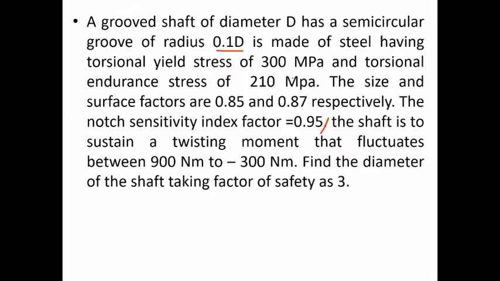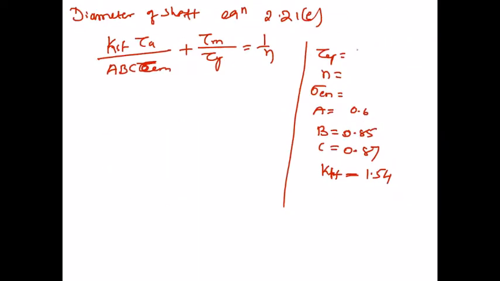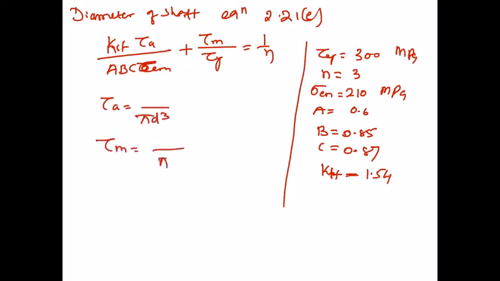Now tau y, so tau y is how much? Yield stress, it is 300 megapascal, and this is how much? 210 megapascal. So tau a is in terms of pi d cube, and tau m also in terms of pi d cube. So equate it, you are going to get a value of d.